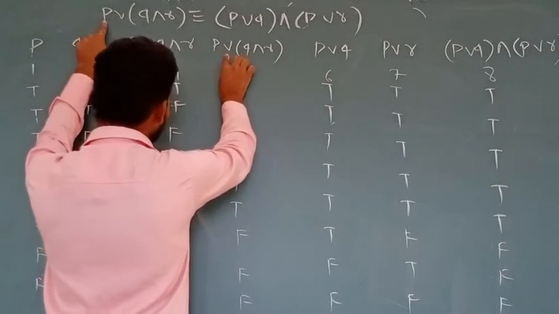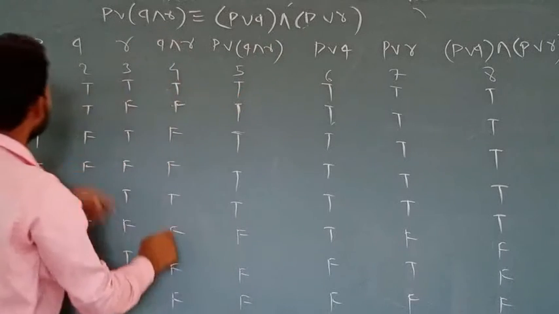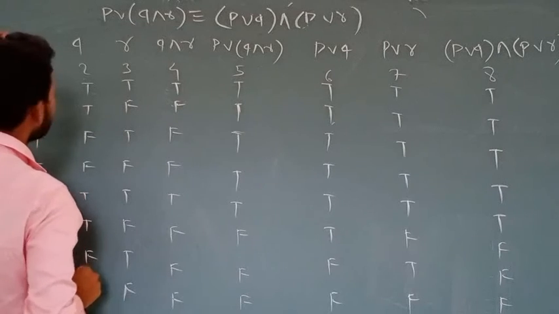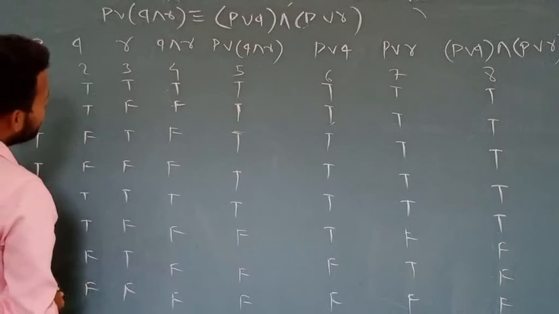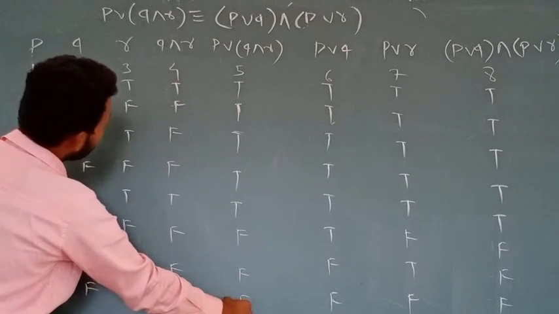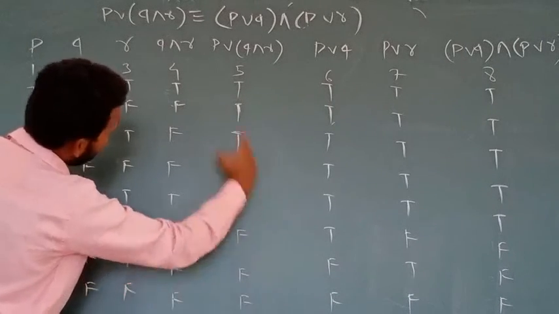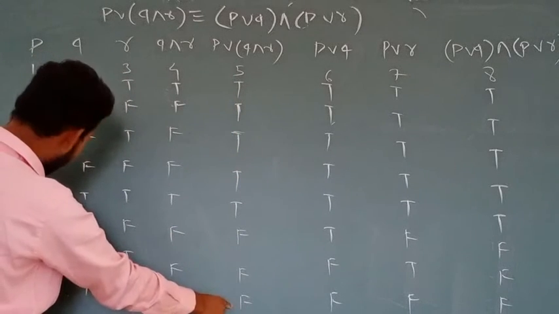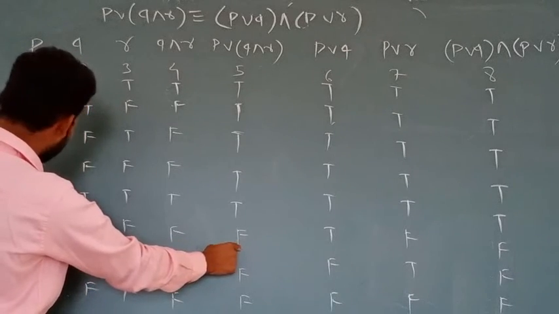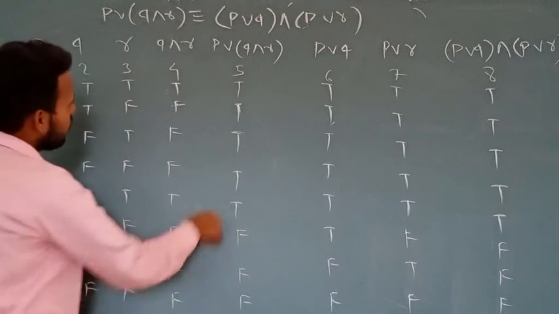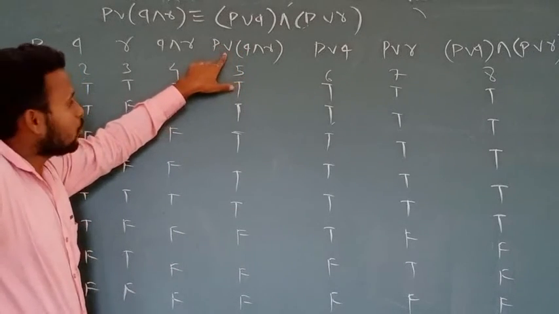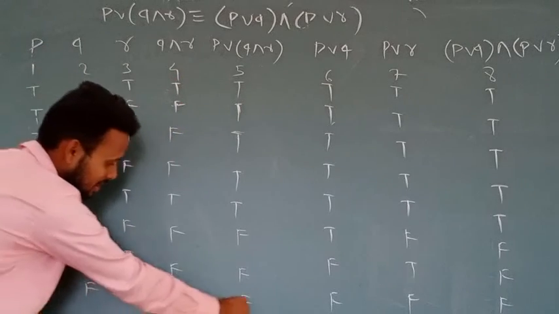Now the last column is what? P disjunction with that statement, Q ∧ R. We know that in a disjunction, if both substatements are false, then the disjunction is false, otherwise it is true. Here this F, therefore we write F, here also F, here also F, therefore we write F, and the remaining values are T. Why T? Because in a disjunction, if both substatements are false, then the disjunction is false, otherwise it is true.